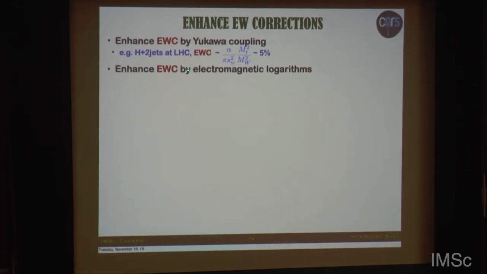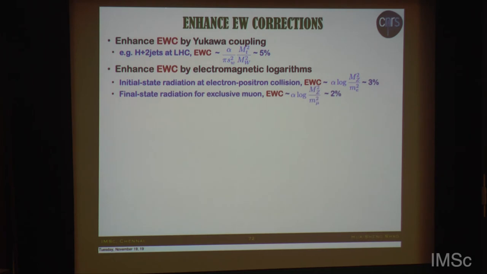There's also enhancement by electromagnetic logarithms, especially if you want to ask about initial state radiation at electron positron colliders. Then you sometimes have alpha log mZ squared over me squared, and this gives you 3% as well. And if you ask for some exclusive muon final state, where the detector can distinguish the muon from the muon chamber, then you also have alpha times log mZ squared over mu squared, a large log enhancement.